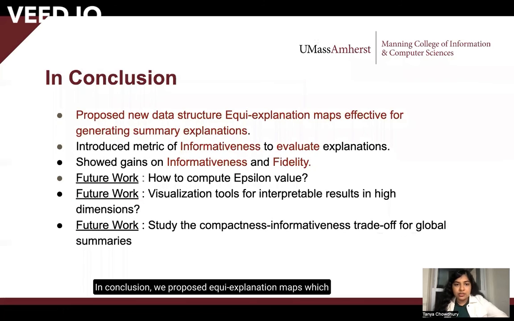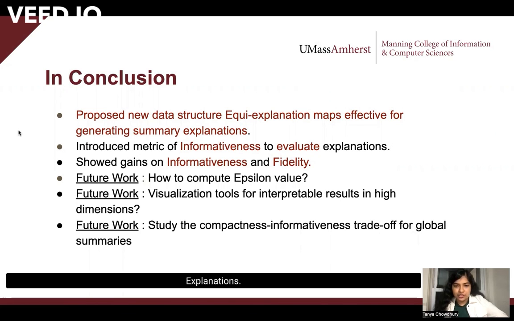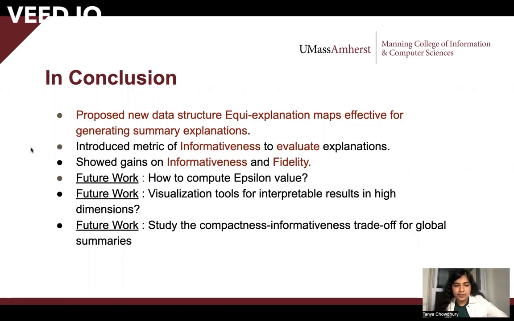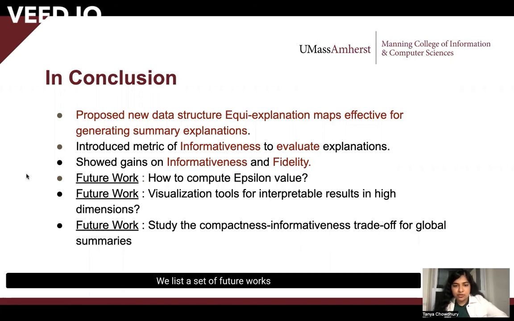In conclusion, we proposed Equi-explanation maps, which is a new data format to generate compact and informative global explanations. We propose EMAP, which is a method to generate Equi-explanation maps. We introduce the metric of informativeness to evaluate explanations. We showed gains on grounds of informativeness and fidelity. We list a few future works which would further improve this algorithm.